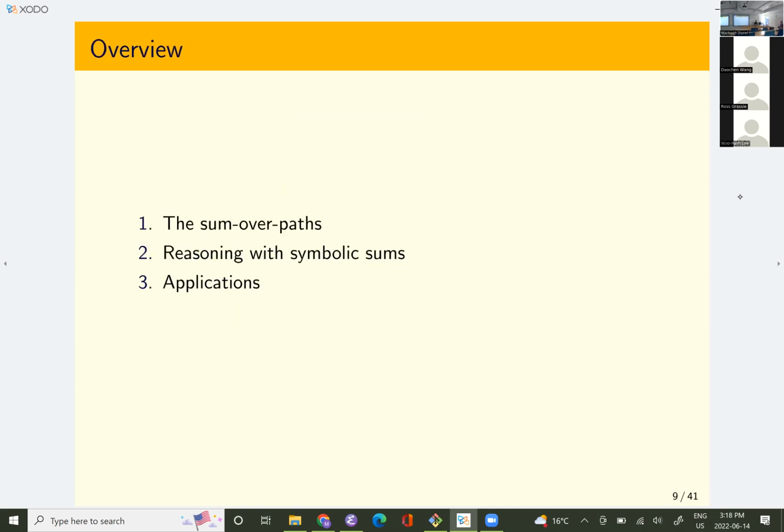Okay, so just a quick overview for the rest of this talk. I know I've been talking for a while already, but I'm going to talk a little bit about the representation itself, then talk about how we reason with these symbolic sums, and then finally get to applications.